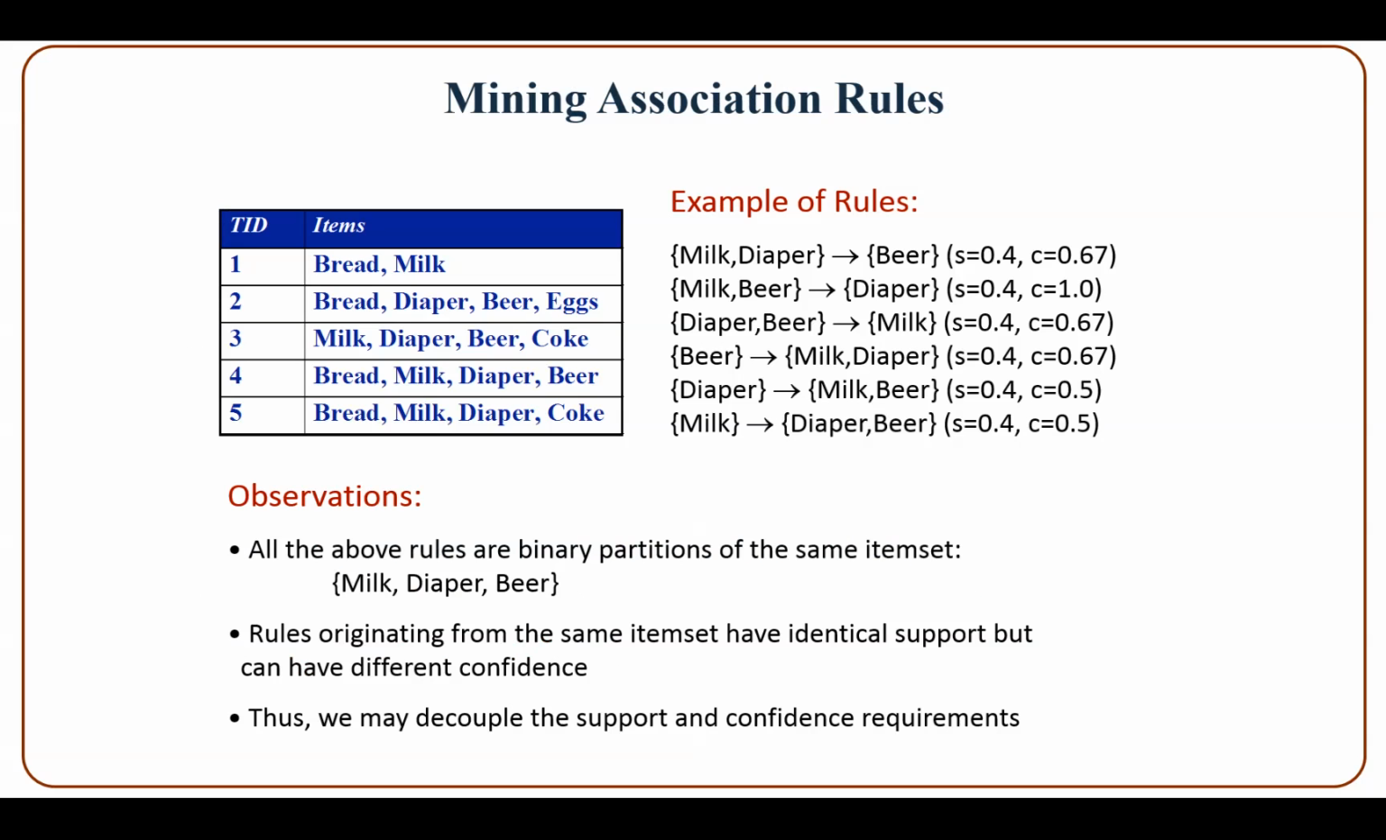From this given set of transactions, a number of rules can be extracted with calculated support and confidence. It can be seen that all the rules are binary partitions of the same item set containing milk, diaper, and beer. And rules originating from the same item set have identical support but different confidence. So we may separate the support and confidence requirements.